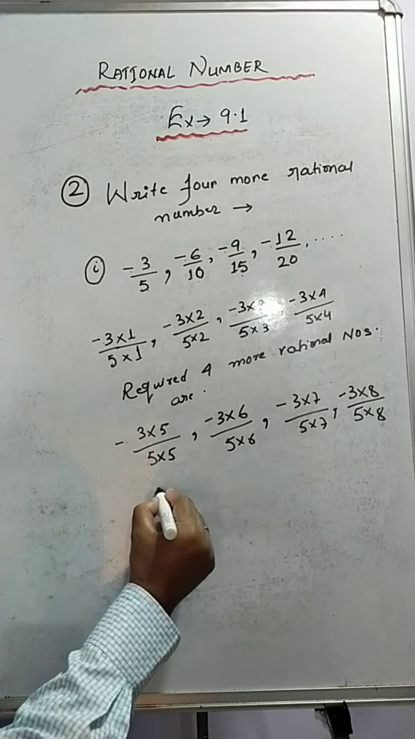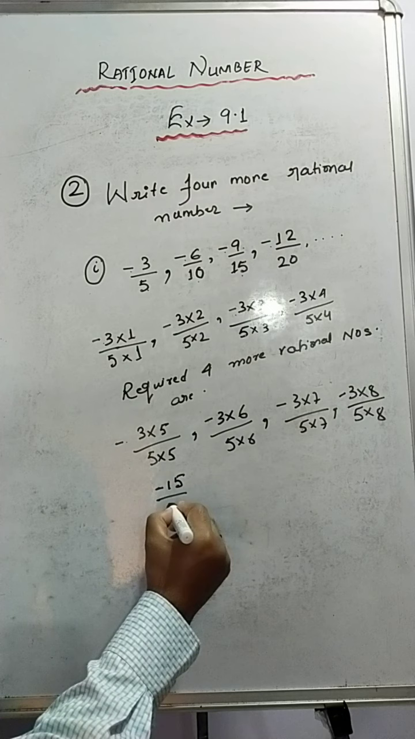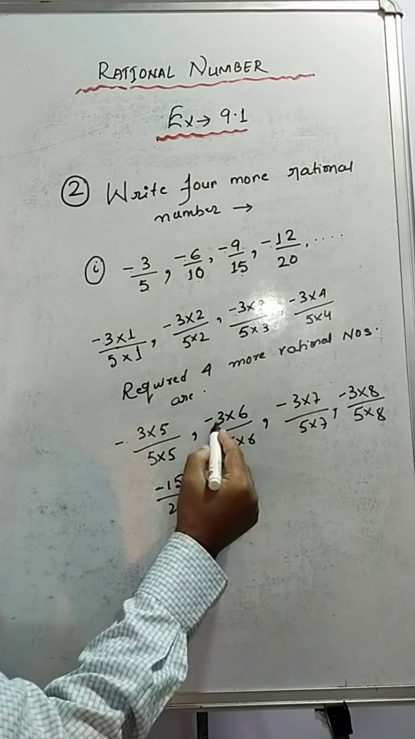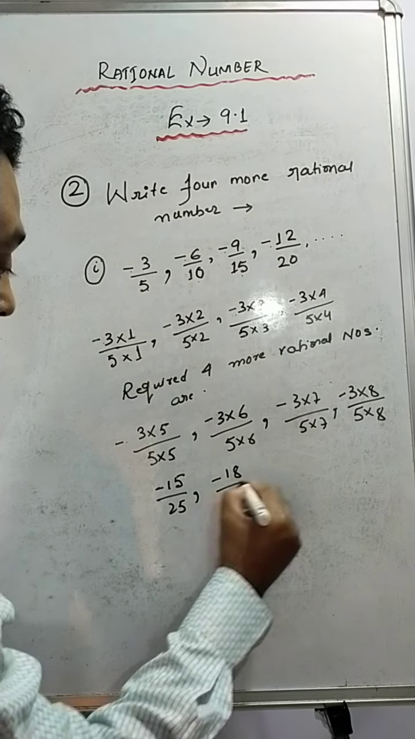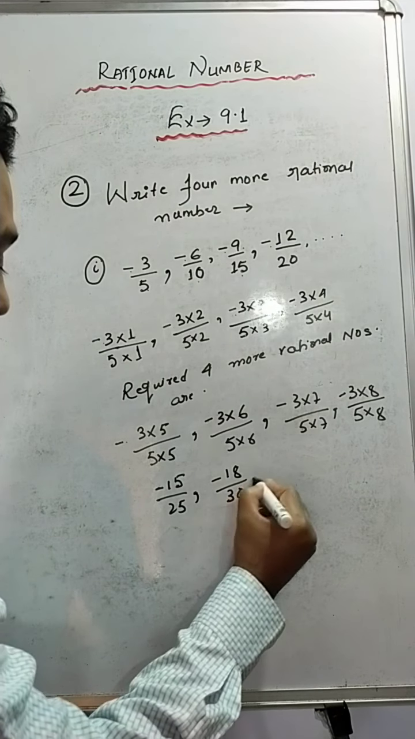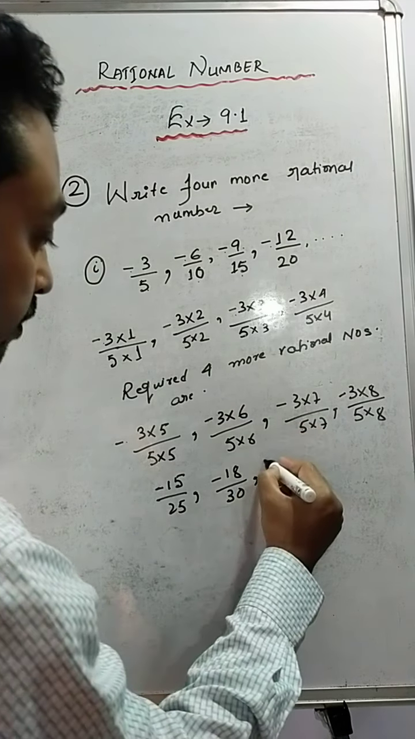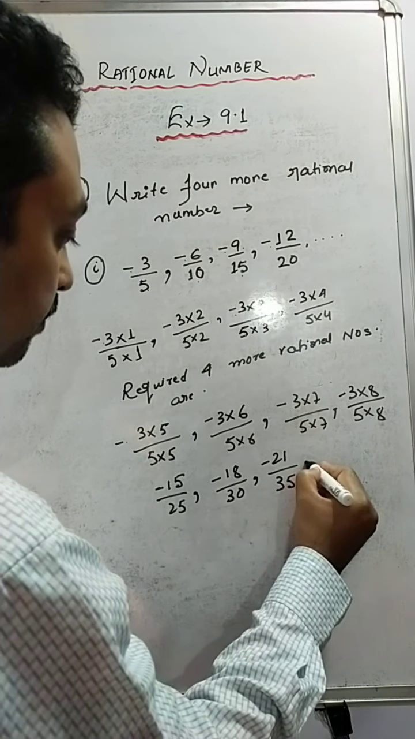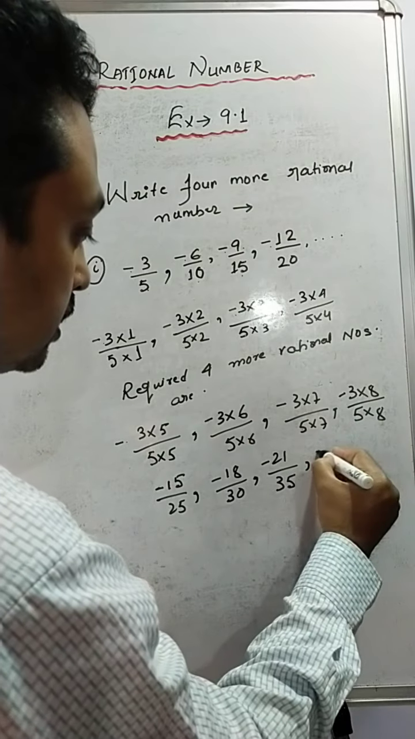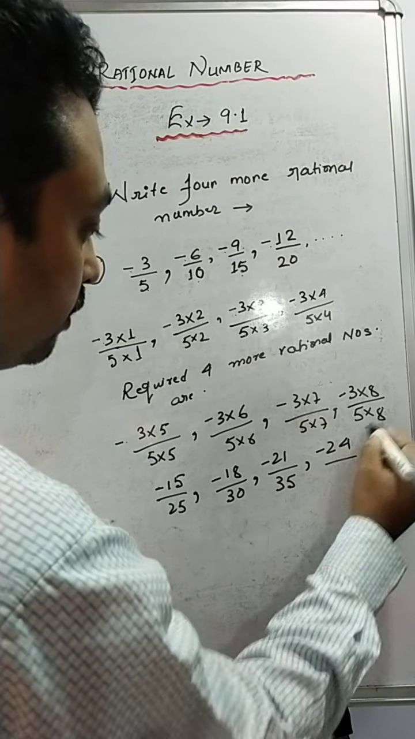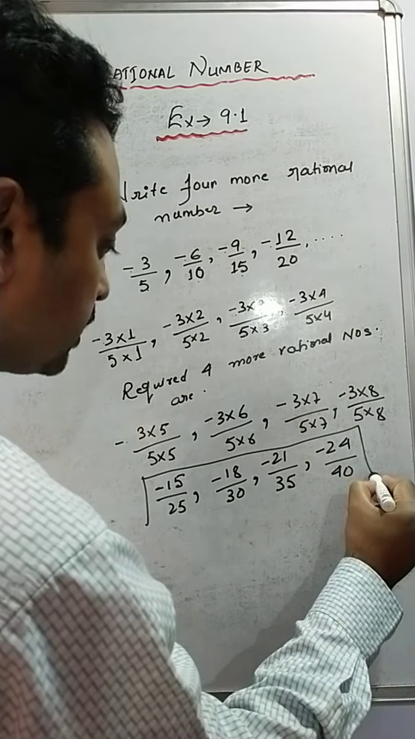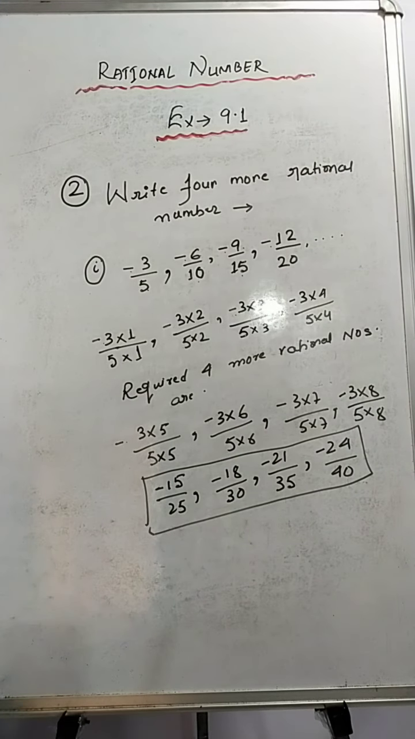So what is the proper rational number that we get? Minus 3 into 5 is what? Minus 15 by 25. Minus 3 into 6 is minus 18. 5 into 6 is 30. Minus 3 into 7 will get minus 21. 5 7s are 35. Minus 3 into 8 is minus 24. 5 into 8 is 40. So these are the required 4 rational numbers. Fine, students. So let's move on to sum number 3.